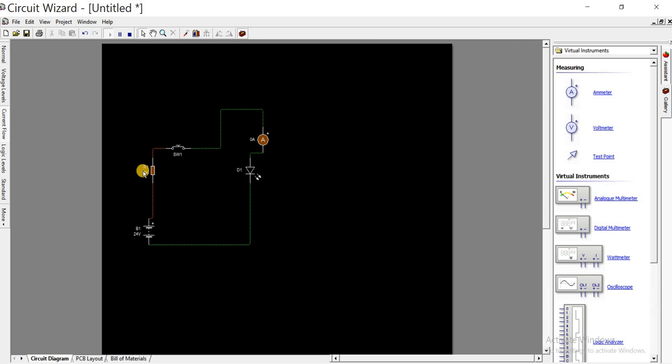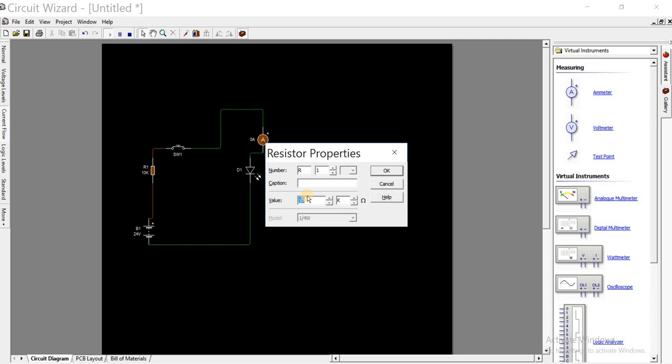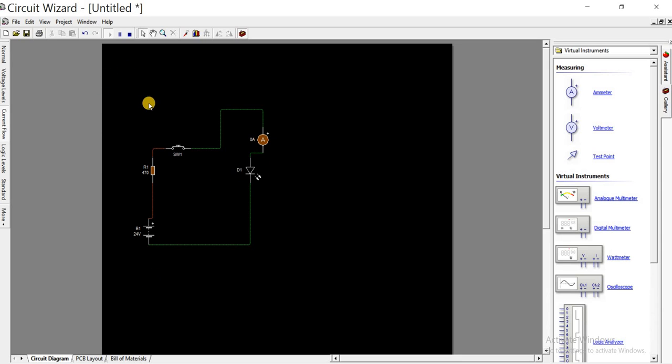To increase it further, we can reduce this resistance to like 470 ohm. Now let's play it again. It's now 36.42 milliampere. The higher the current, the brighter the LED. But when the current gets to a certain point, the LED will explode, as I showed you the other time.